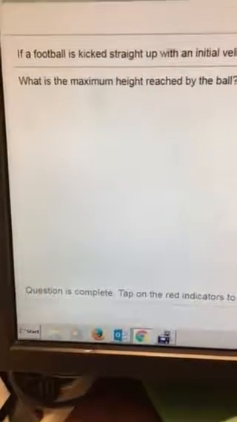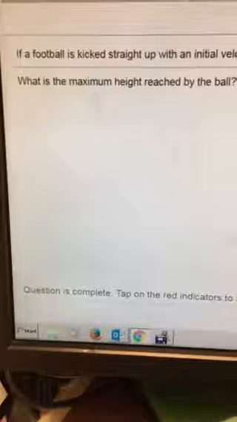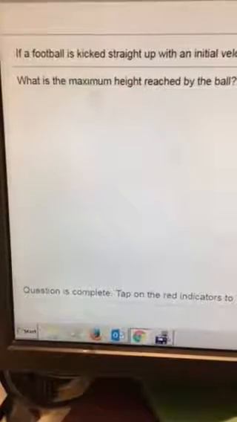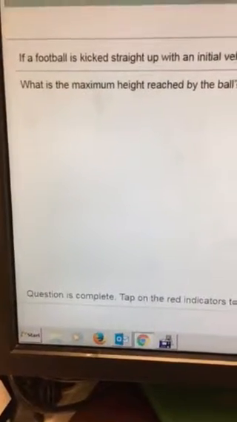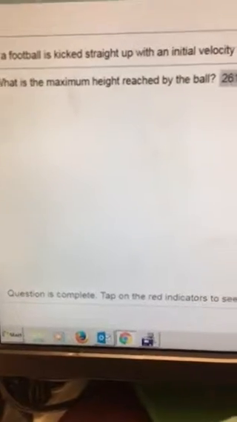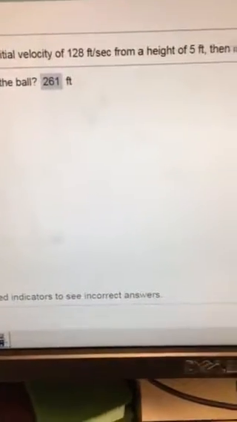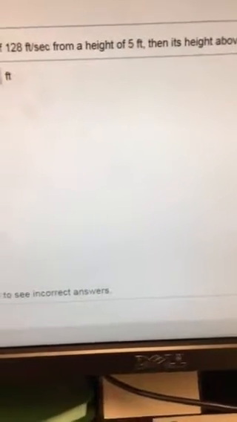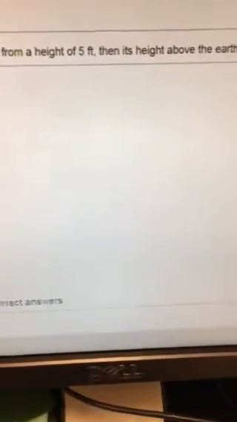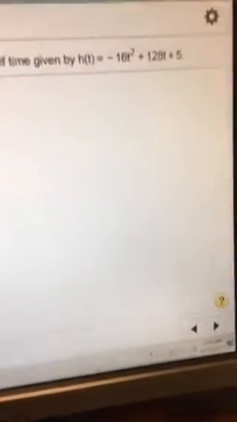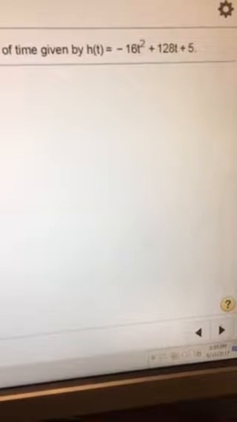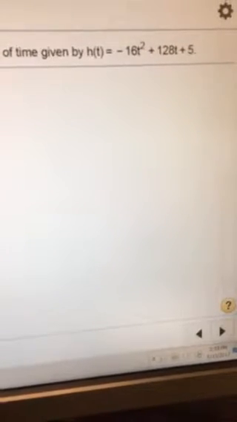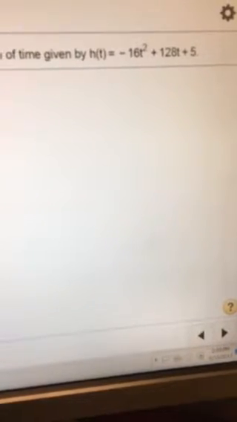In this video, we are going to talk about the vertex, or the maximum in a parabola. And in this formula, it says if a football is kicked straight up with an initial velocity of 128 feet per second, with a height of 5 feet, then its height above the earth is a function of time giving this function. So this function represents the height of a football that has been kicked.